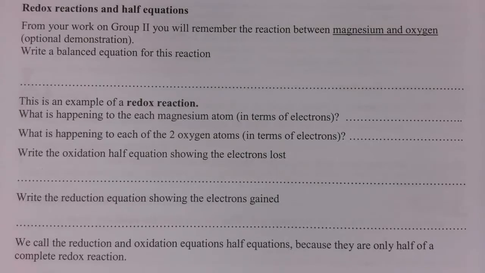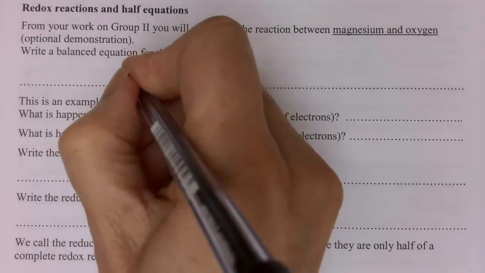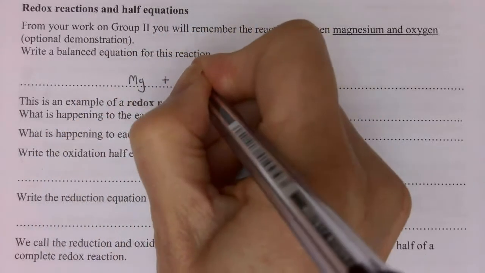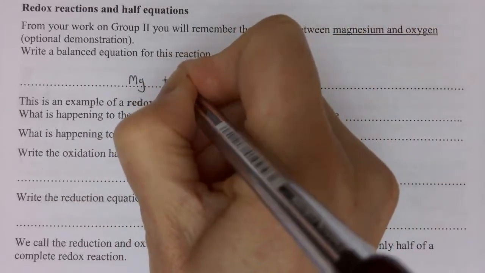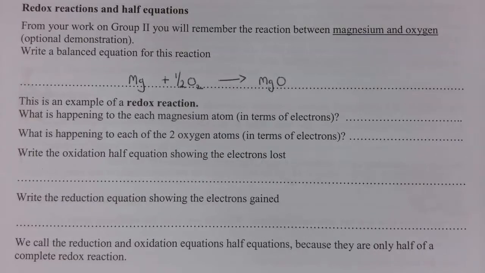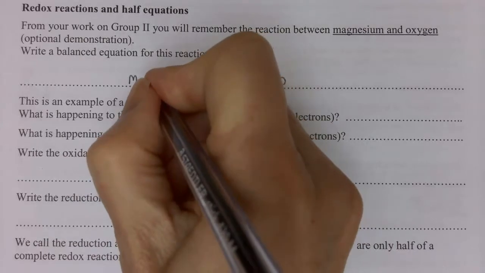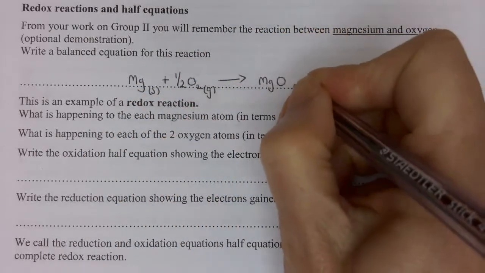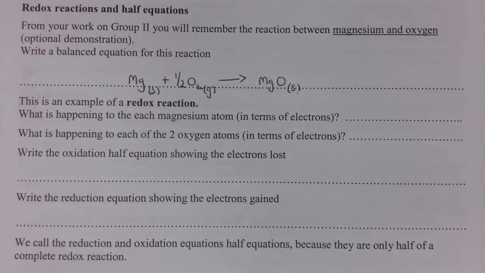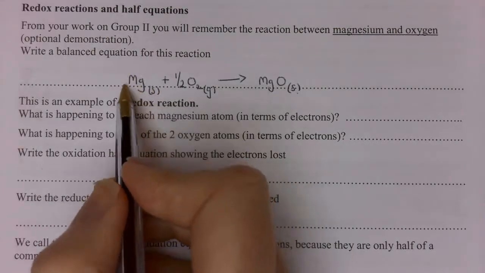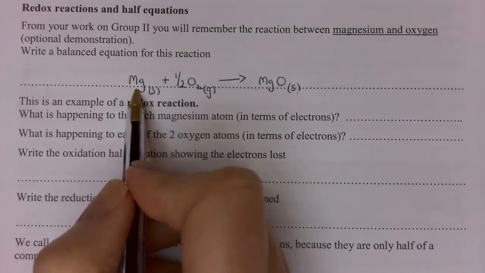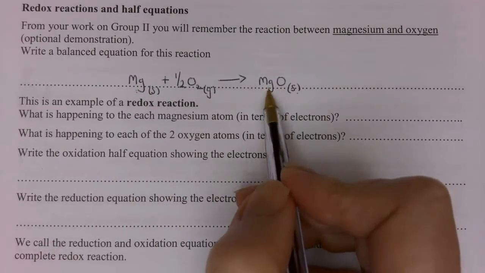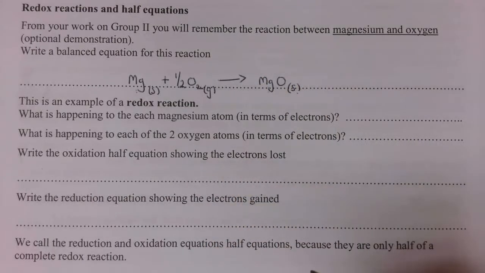From our group 2 work, we can remember that magnesium and oxygen react together in a nice simple equation. So magnesium and oxygen react to form magnesium oxide. I can balance it by putting a half in front of the O2, or I could double everything up and put 2 in front of the magnesium and the magnesium oxide. So I have solid magnesium, gaseous oxygen reacting to form the ionic compound magnesium oxide. So the magnesium is going from its elemental form here, which has no charge, we say an oxidation number of 0, to the magnesium compound where the magnesium now has a charge of +2.